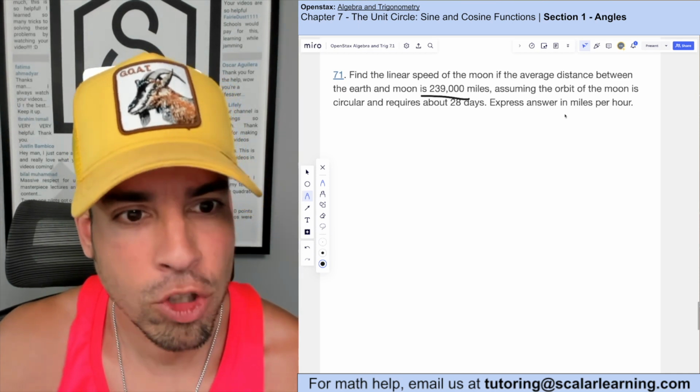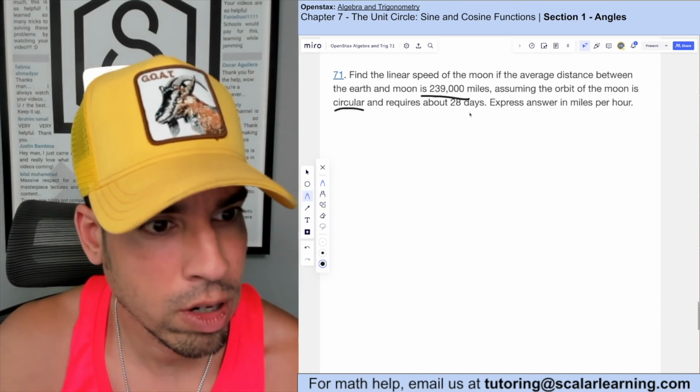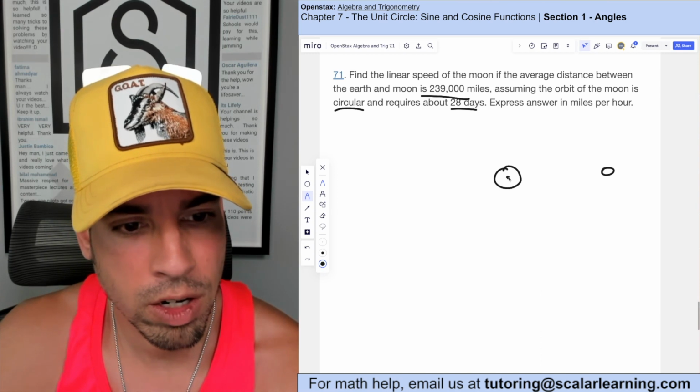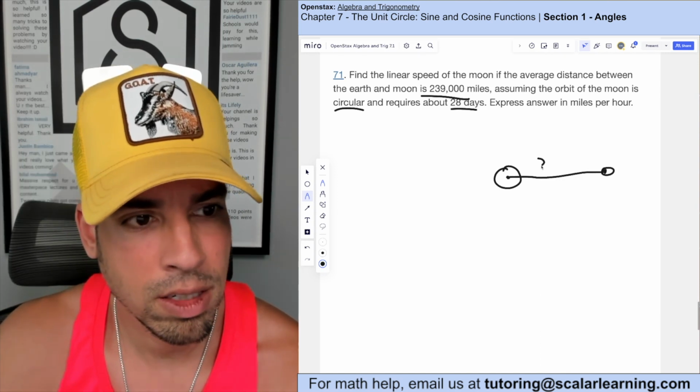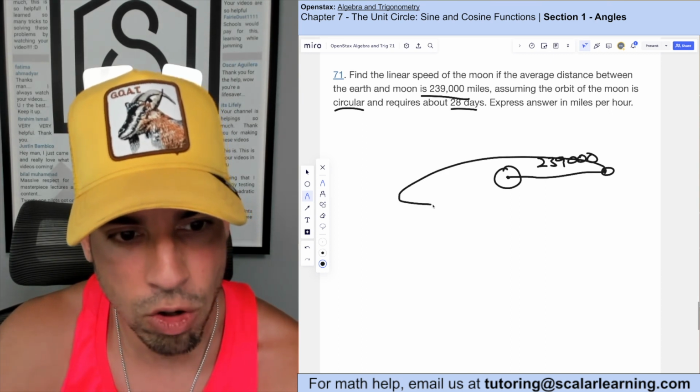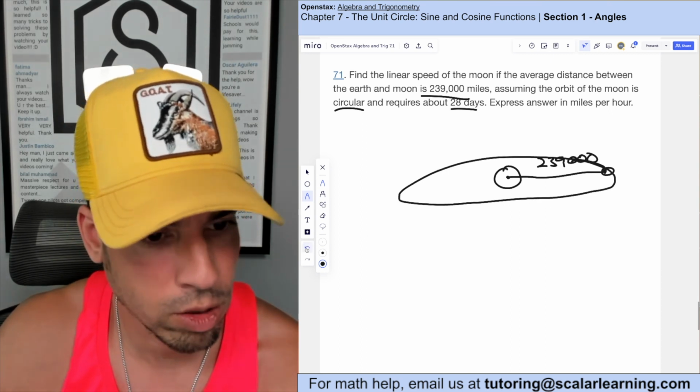Find the linear speed of the moon if the average distance between the Earth and the moon is 239,000 miles, assuming the orbit of the moon is circular and requires 28 days. So if we have Earth here and we have the moon here, what they're saying is that this is a distance of 239,000, and the moon then is going to orbit the Earth like so in a perfect circle.